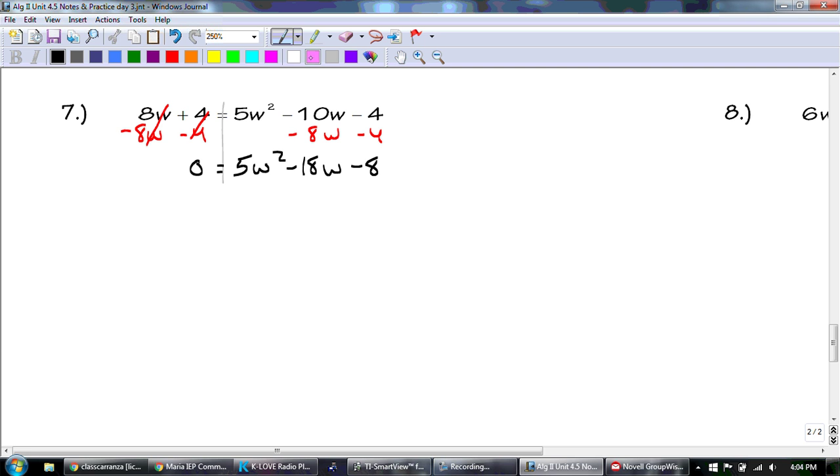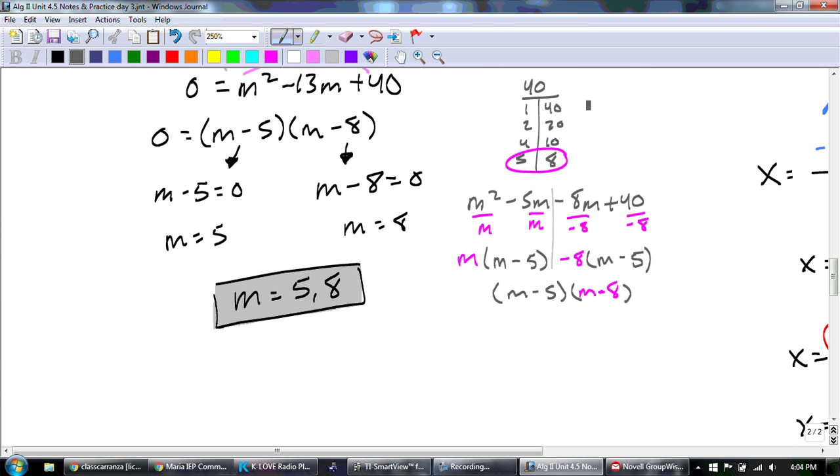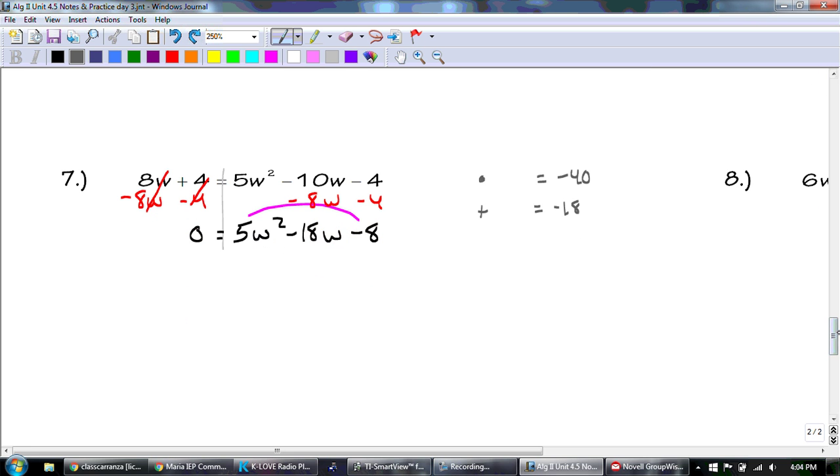Okay, so check. Are there any numbers that multiply to get negative 40 and add to get negative 18? I'm going to go up here real quick because we just did it. Do you see what I'm talking about up here? Yeah, it's 2 and 20. So it's positive 2, negative 20. Make sure they work in both, and then you guys can go ahead and factor.